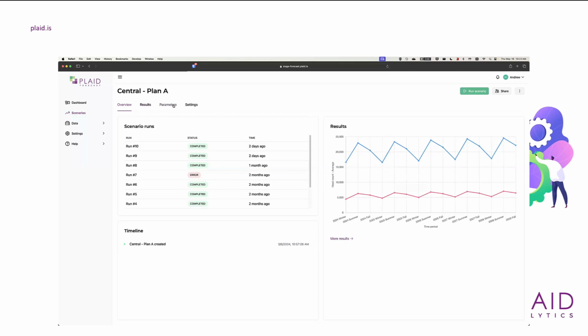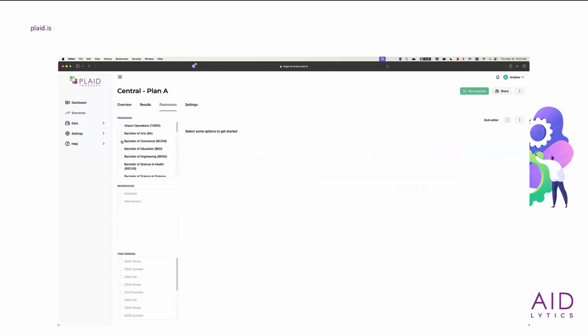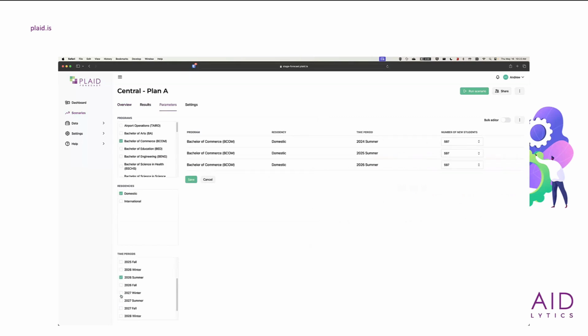I'll briefly just show parameters so that we can see it. And remember that we're going to be working with the Dean of Commerce here. So I'll just briefly show the intakes that we were working with for them. In this particular fake institution, summer is our biggest admit term. So we can see here that domestic's admitting a little under 600 for sake of illustration.